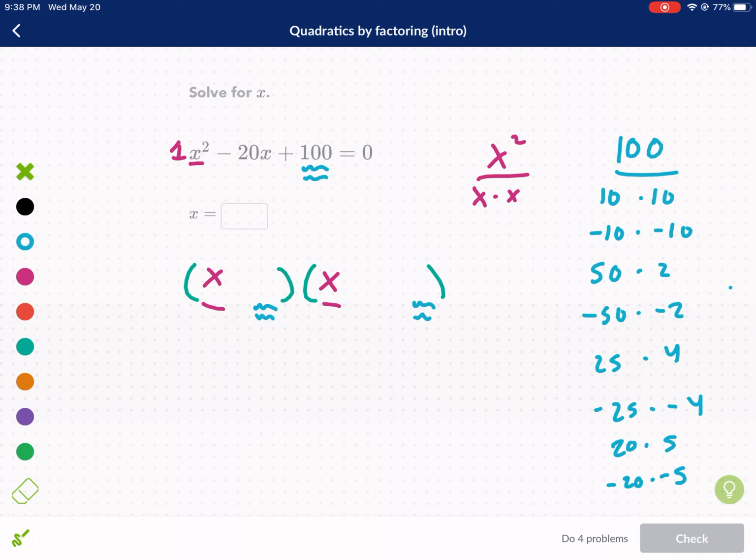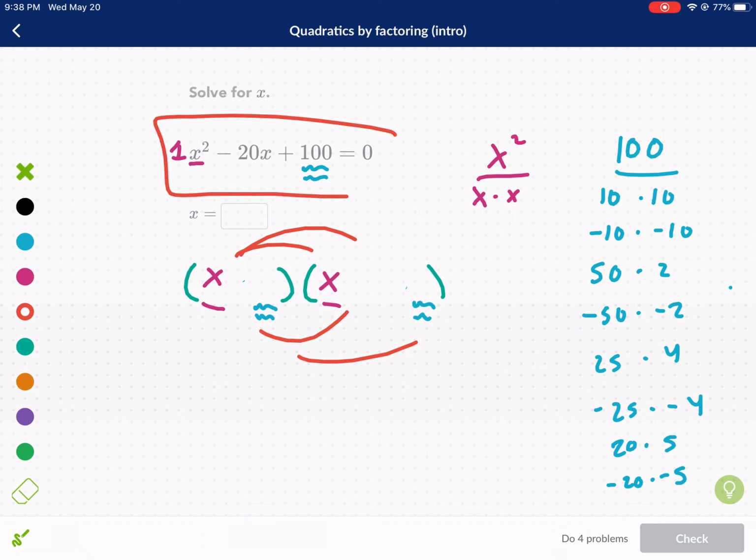Think about this. This could be negative 50, this could be negative 2, it could be negative 25, it could be negative 4. There's a lot of possibilities. So instead of trying each one and then you foiling to check to see if it matches up with the original, we're going to use a little bit of strategy. Who doesn't like a real-time strategy game anyway, okay?